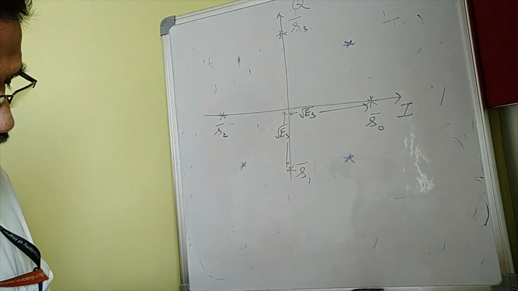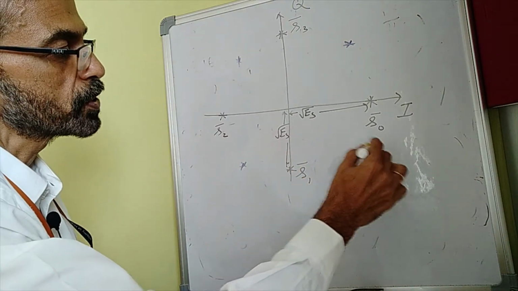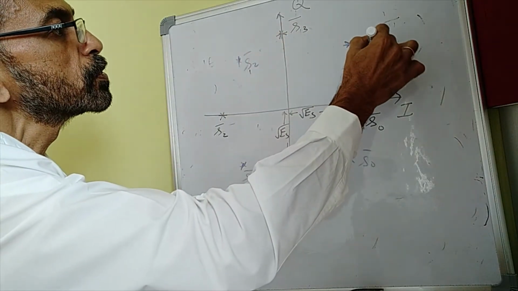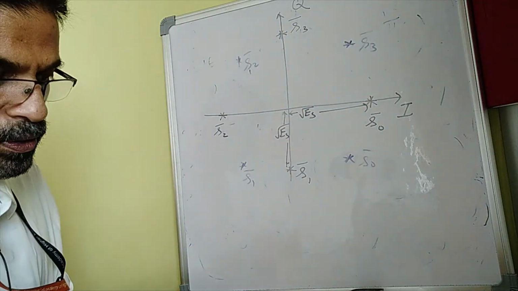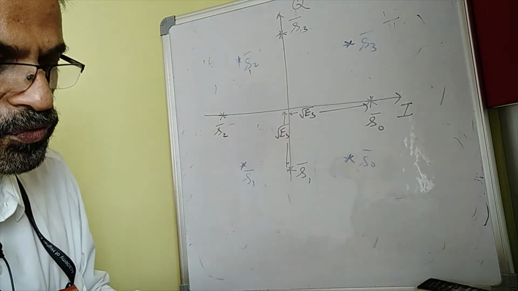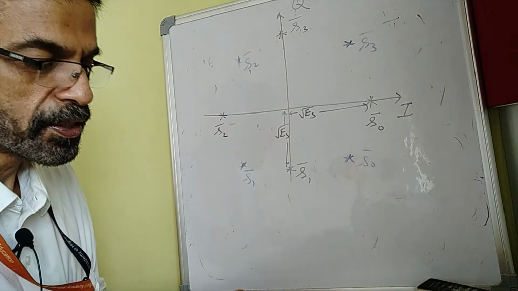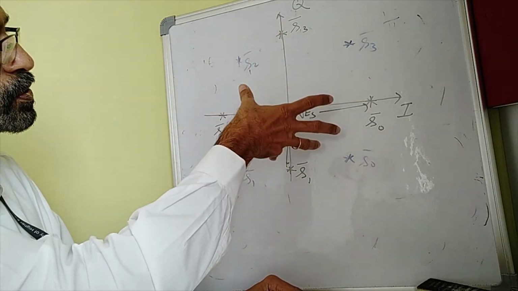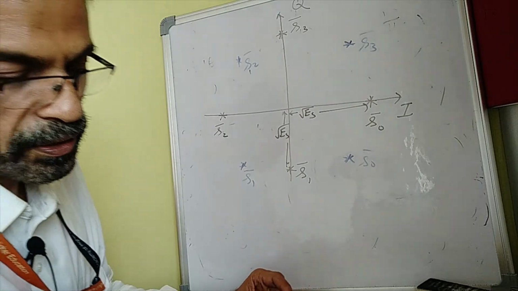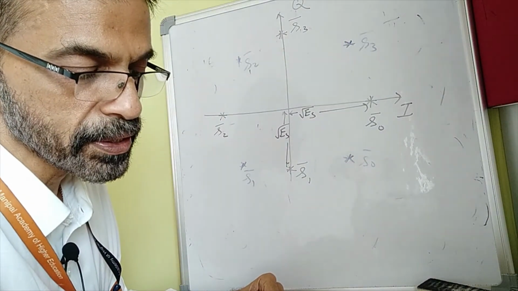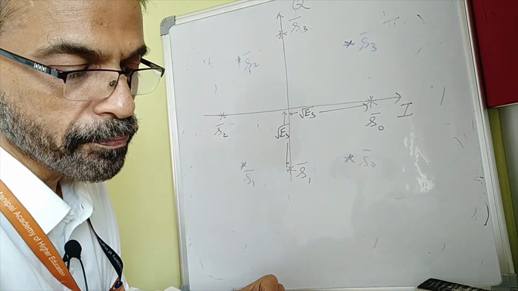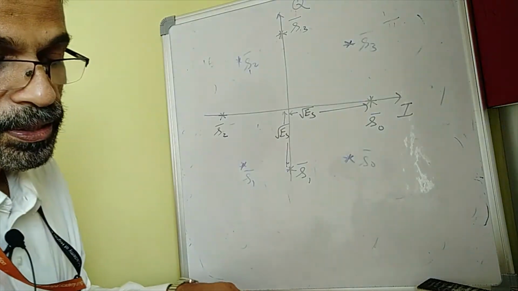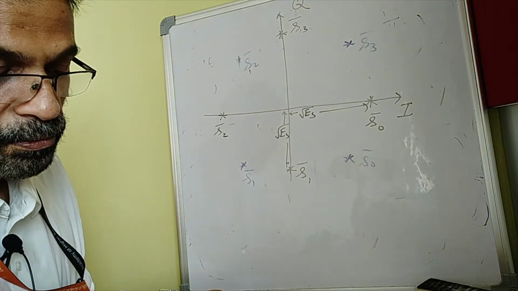The constellation was like this, the previous one. So I recall it is S0, S1, S2, S3. So compared to the QPSK which we discussed earlier, here the constellation is rotated in the counterclockwise direction by pi by 4.